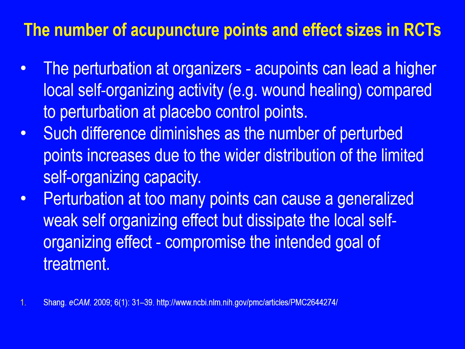So the organizer model and the simulated annealing effect of acupuncture suggest an inverse relationship between the number of acupuncture points used and the effect sizes in randomized control trials. The perturbation at organizers, that is acupuncture points, can lead to a higher local self-organizing activity compared to perturbation at placebo control points. But such difference diminishes as the number of perturbed points increases due to the wider distribution of the limited self-organizing capacity.